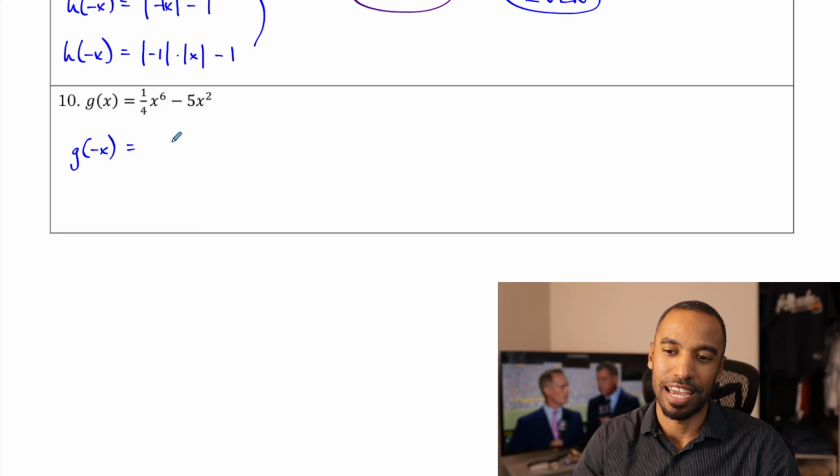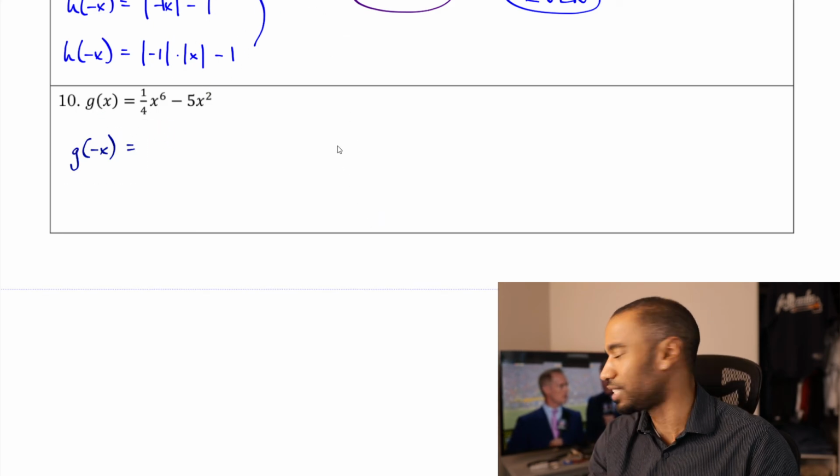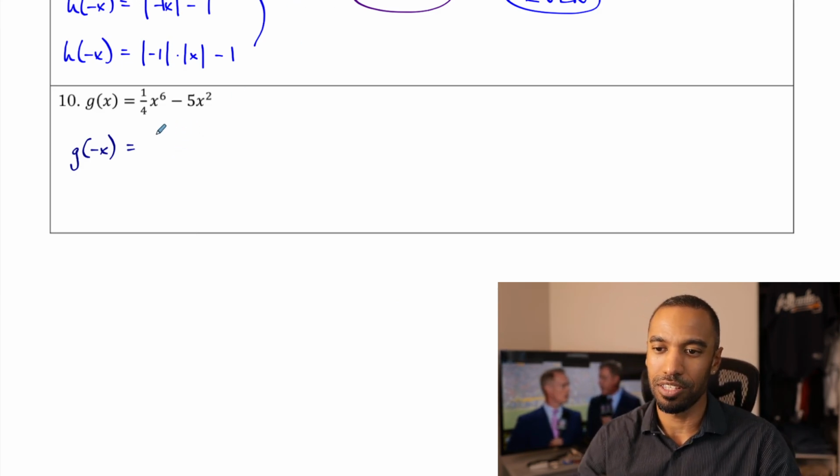G of negative x here equals, different color. This game's about to kick off pretty soon. We got Joe Buck and Troy Aikman calling this game. I forgot they did Thursday Night Football now.